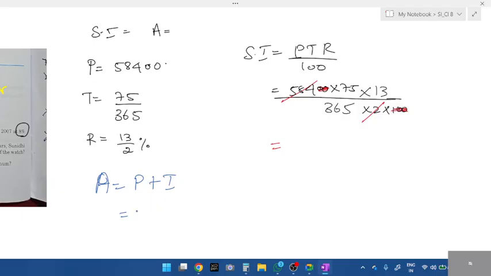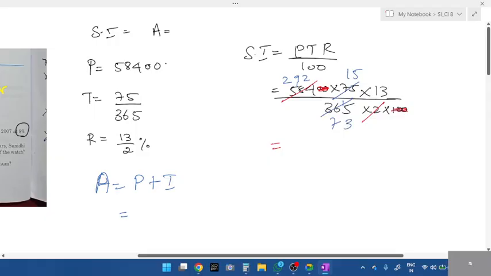Have the students finished? How long? Tell me the value. All of you online, can you respond? Yes, look, these are the values left. What are the values? 292, 15, 13, and denominator, what do we have?